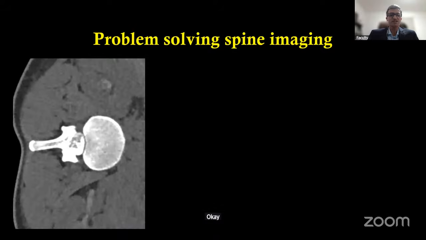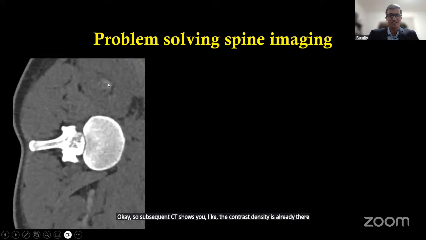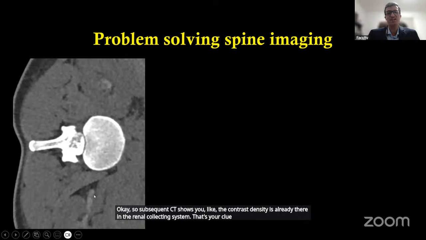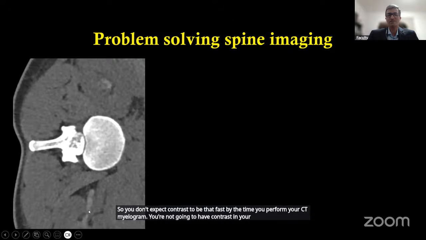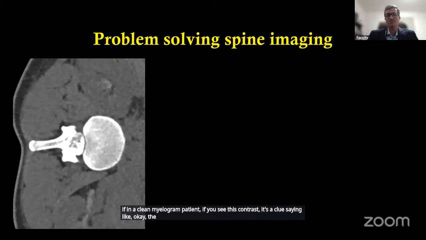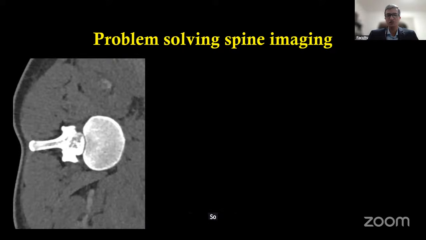Okay. So the subsequent CT shows the contrast density is already there in the renal collecting system. That's your clue. It's an indirect clue. That means the contrast is already in the circulation. If you have done a clean lumbar puncture and injection, you don't expect contrast to get there that fast by the time you perform your CT myelogram. You're not going to have contrast in your renal collecting system unless there is extravasation in the epidural space or something. So if in a clean myelogram patient you see this contrast, it's a clue saying the contrast is entering the circulation early. So there may be a CSF to venous fistula.